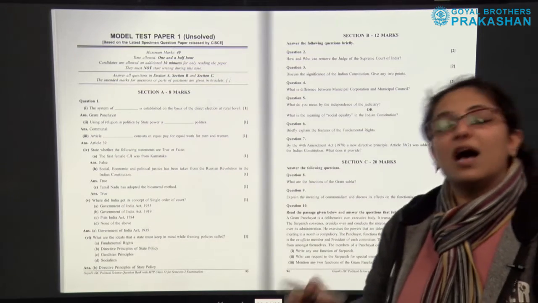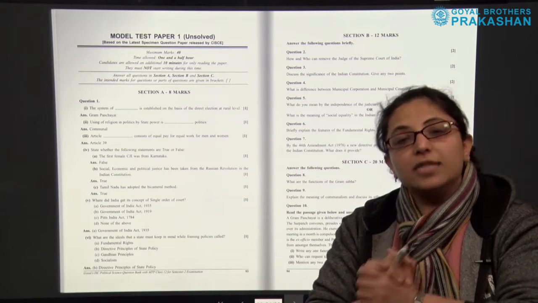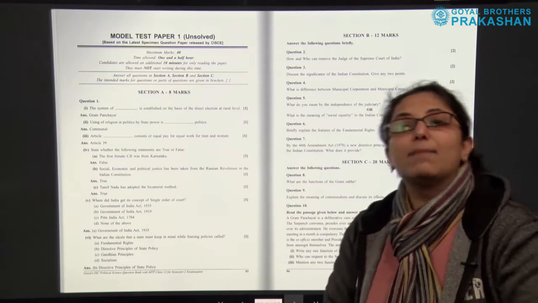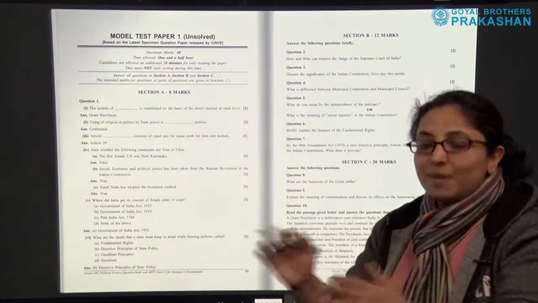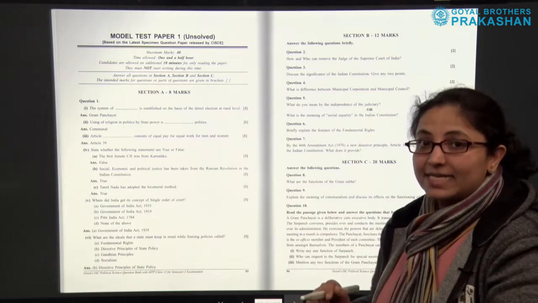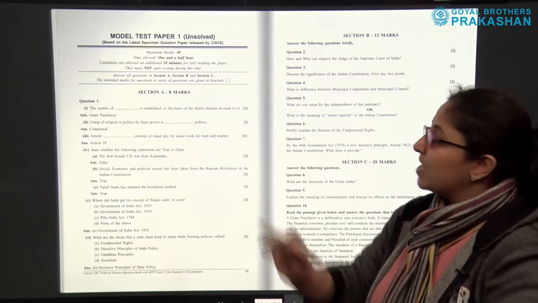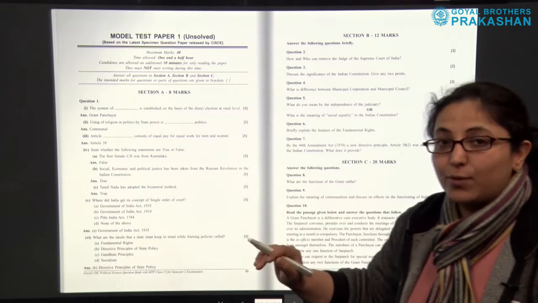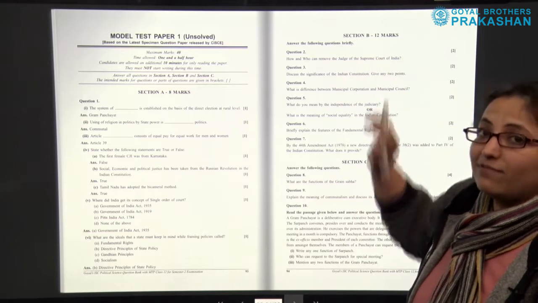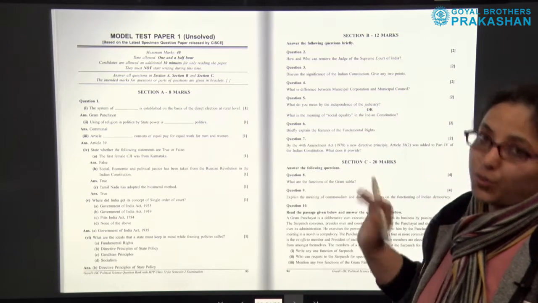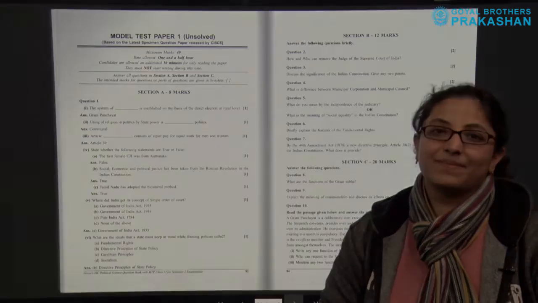After this, we come to the last section of the book, section C, which is the model test papers unsolved. This is model test paper number 1. There are 5 model test papers unsolved, based on the specimen question paper released by CISCE. These are unsolved papers for the practice of the students. So the pattern is the same as that of the specimen question paper. Section A for 8 marks, section B for 12 marks, and section C for 20 marks. So this is how all the model test papers have been designed.